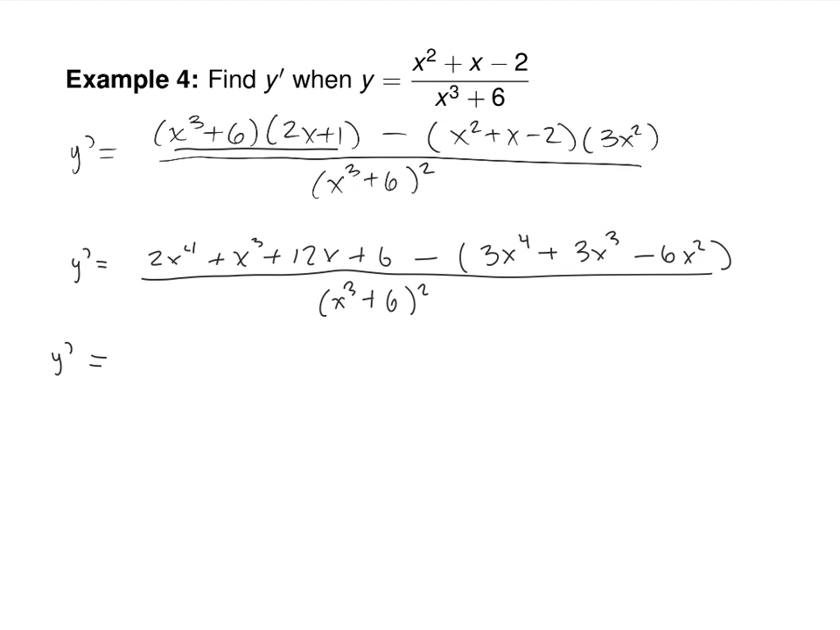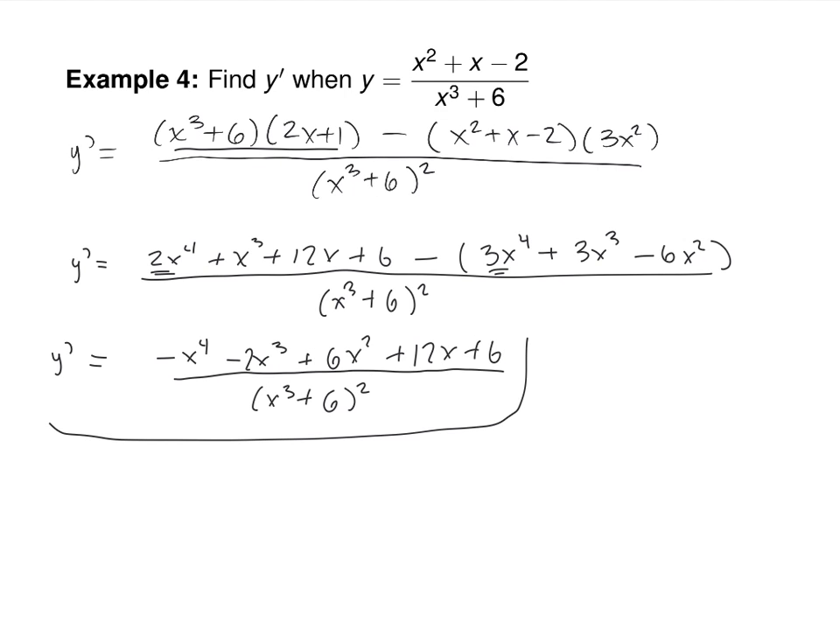Now if we combine like terms, that negative will distribute, right? So if we do 2x to the 4th minus 3x to the 4th, I think we just get negative x to the 4th. Do you buy that? I think we also get negative x cubed. Negative 2x, I was just testing you. Yes? Okay, are there any squareds? And it's positive. And then plus 12x plus 6. Over x cubed plus 6 squared. And that's just stop. Nothing's going to factor. It's just disgusting.